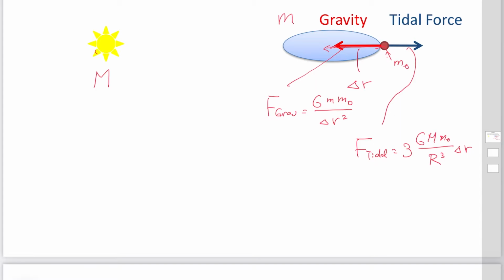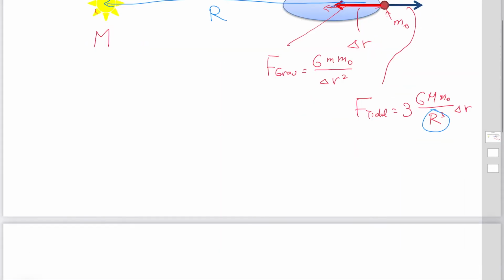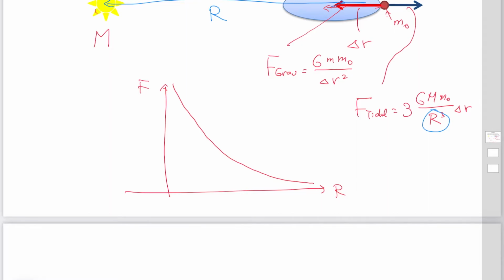So this F tidal is dependent on the distance. This capital R is the distance between the rotating object and the central star. So if you draw the force acting on this object as a function of R, the tidal force is increasing with decreasing distance from the star. So this is F tidal. On the other hand, the gravitational force is constant. Gravity is independent of the distance from the central object.